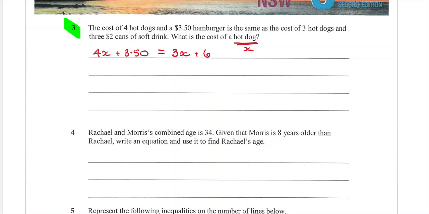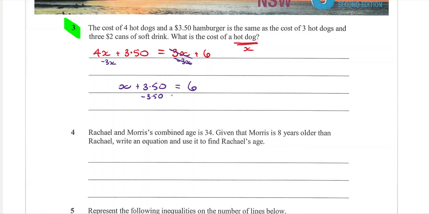I want to know the cost of a hot dog. So X is on both sides. Move the smaller one. So the 3X. I'm going to subtract. So I go minus 3X. Minus 3X to get rid of that. 4X take away 3X is just X. 1X, just X. I still have the $3.50 and I still have the $6 on the right. What's my next step?